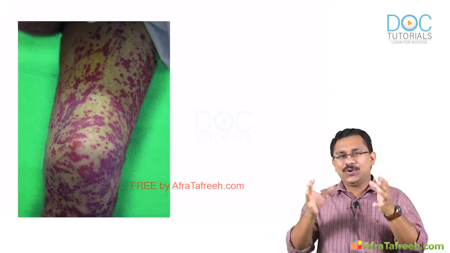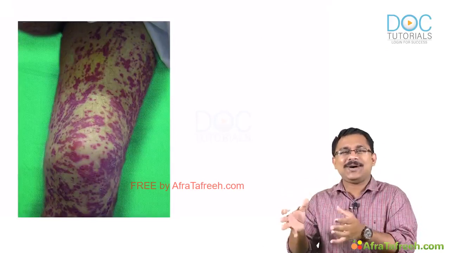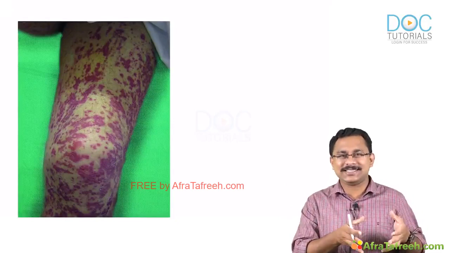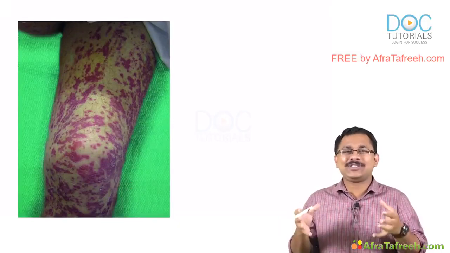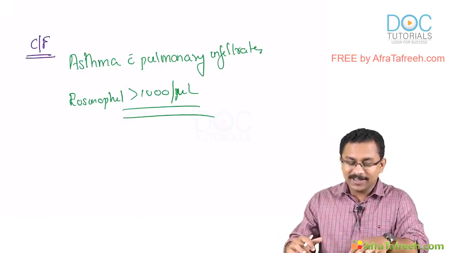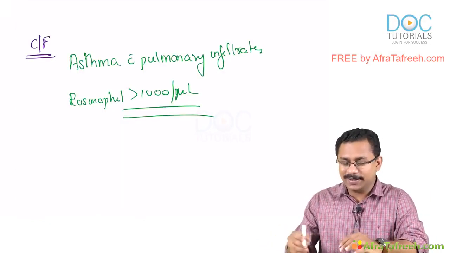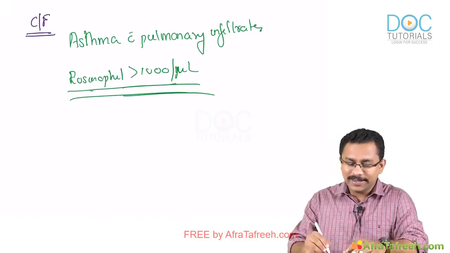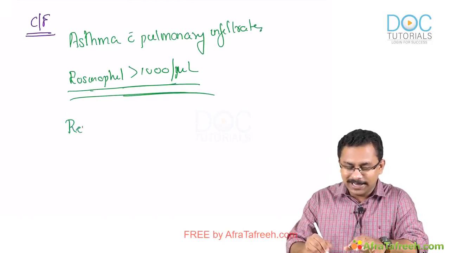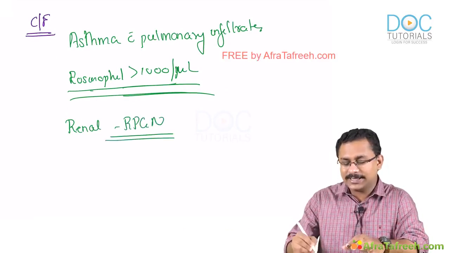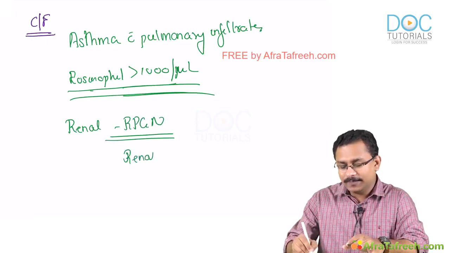So you might be asked what is the diagnosis. It is up to you to correlate this asthma, the eosinophilia and the vasculitic skin lesions, and then come to a diagnosis of Churg-Strauss syndrome. Okay, alright. So this is very, very important. Asthma with pulmonary infiltrates, eosinophils more than 1000. Can it affect the kidney? Yes, renal involvement can be there. There can be a rapidly progressive glomerulonephritis resulting in renal failure.